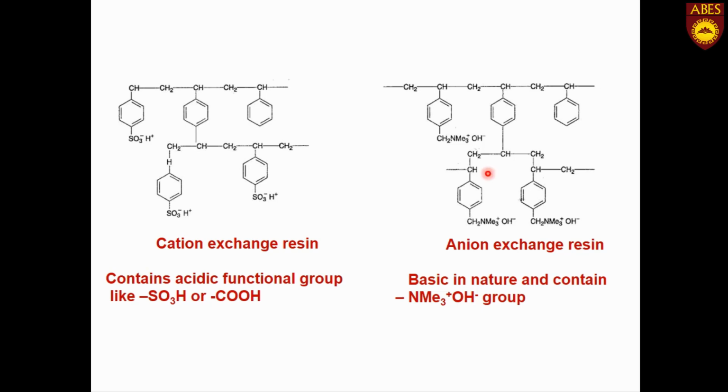On the right side we have a structure of anion exchange resin, which is basic in nature and contains a quaternary ammonium group, and this OH is replaced by the anions like sulfate or chloride ions present in the hard water.